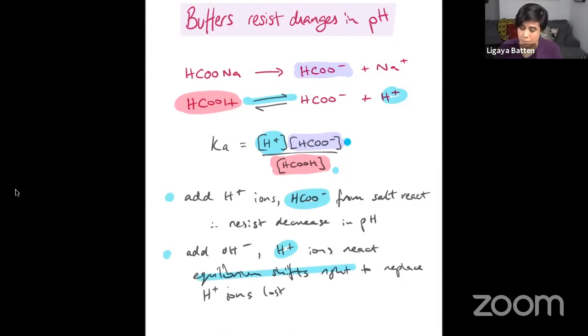And so it's important to understand how that works in terms of explaining how a buffer actually works to resist pH. What happens when you add H plus ions and what happens when you add OH minus ions? How does this combination of two reactions, the conjugate base salt and the weak acid, actually help to resist the changes in pH?